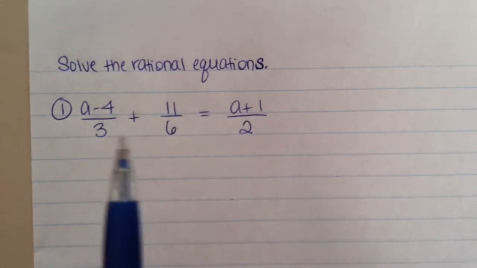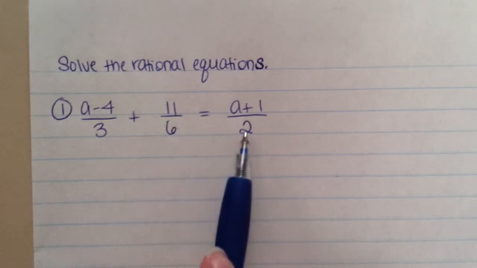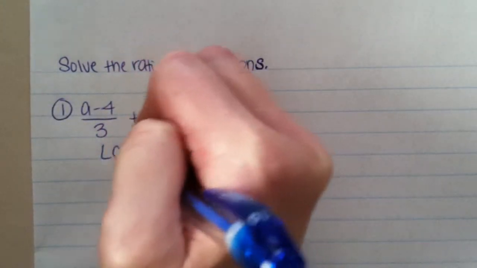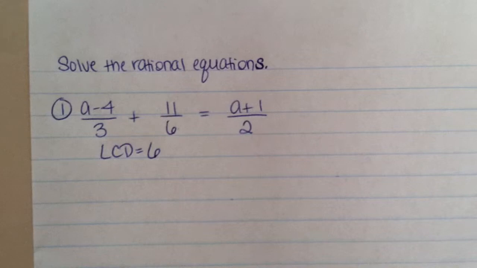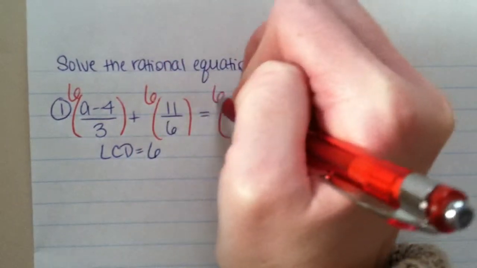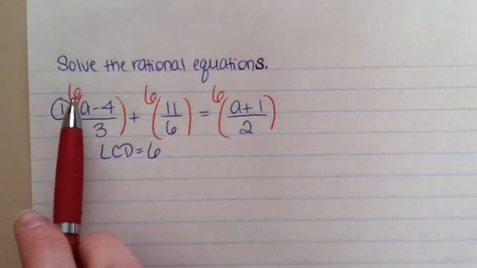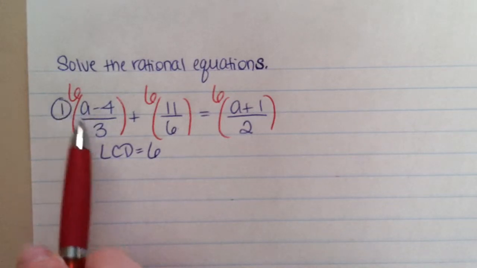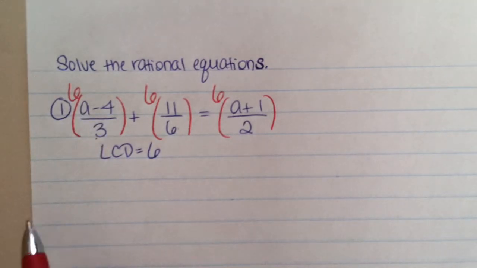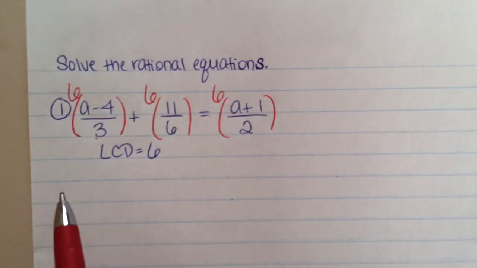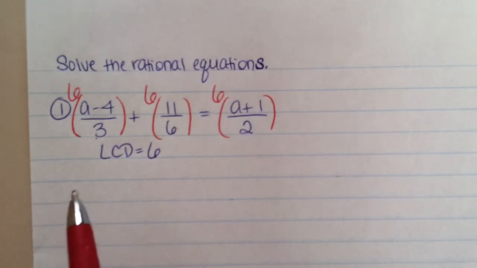So we're going to start very simple. So I have a denominator of 3, 6, and 2. So my LCD of these three denominators is 6. So that means I'm going to multiply every single one of these terms by 6. When I do that, this is only getting multiplied to the numerator. So I can cancel out and then multiply. That's how we want to always get rid of our denominators. We want to get rid of our denominators by multiplying by the common denominator to then cancel it out.